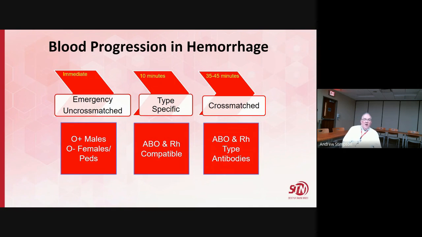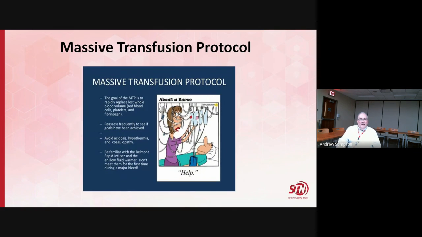So in blood progression, early on, when we give massive transfusion, it's uncross-matched, it's O positive or negative. Hopefully we get labs drawn real quick and we go to type specific as soon as we can. And then ultimately within, I think 45 minutes is optimistic, usually within an hour, we try to switch to cross-matched blood. Over the MTP, we try to rapidly replace whole blood in combination with red cells, platelets, and fibrinogen. We want to reassess them on a regular basis to see how their vital signs and hemodynamics have improved. We try to keep this warm through the Belmont rapid infusion system to avoid acidosis, hypothermia, and coagulopathy.